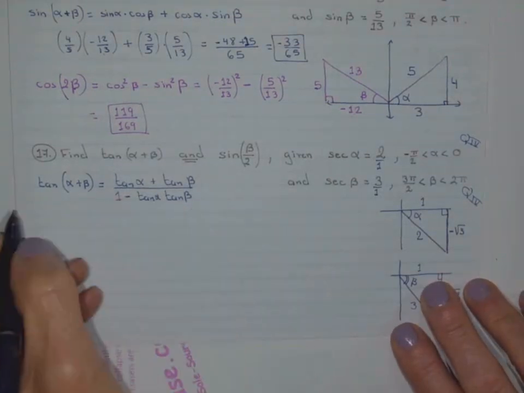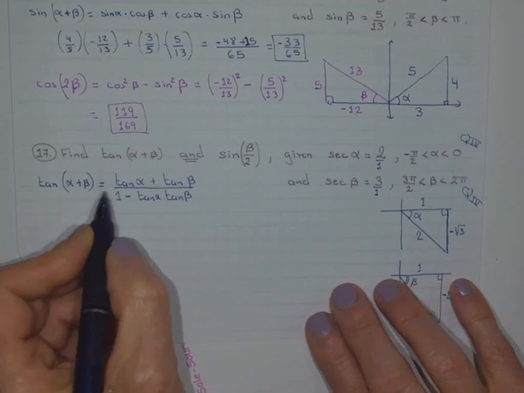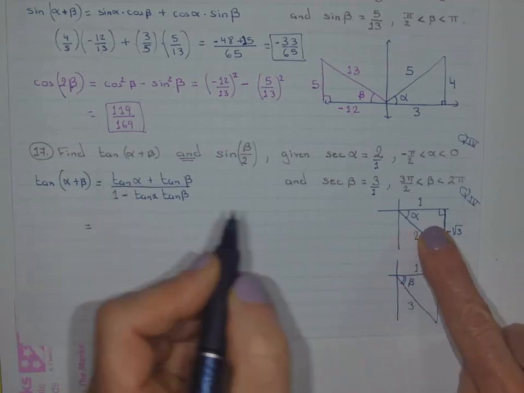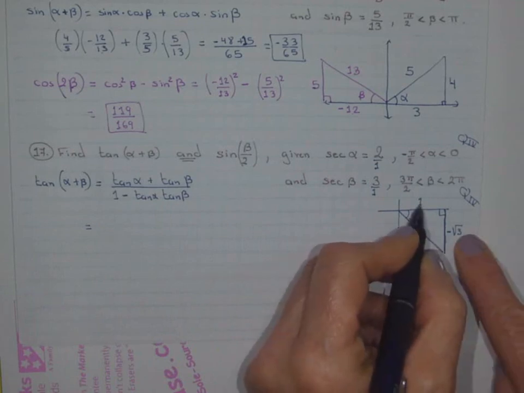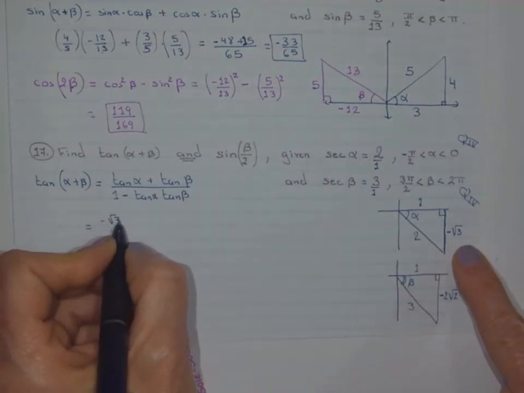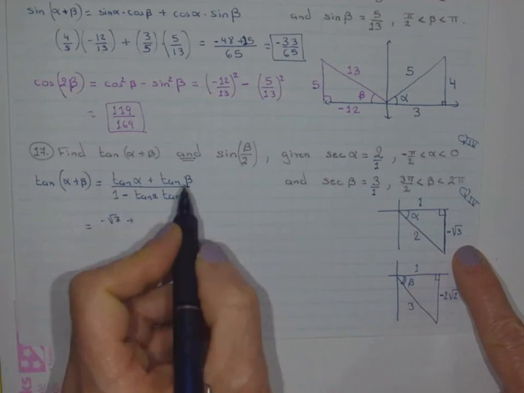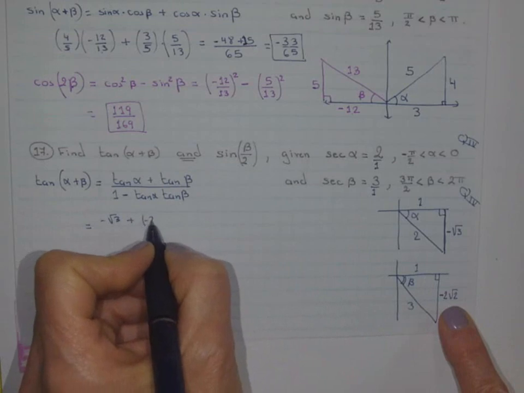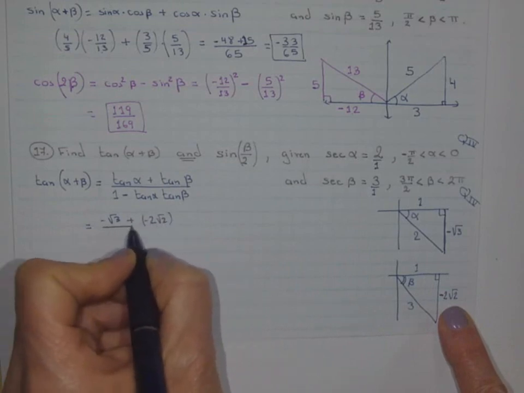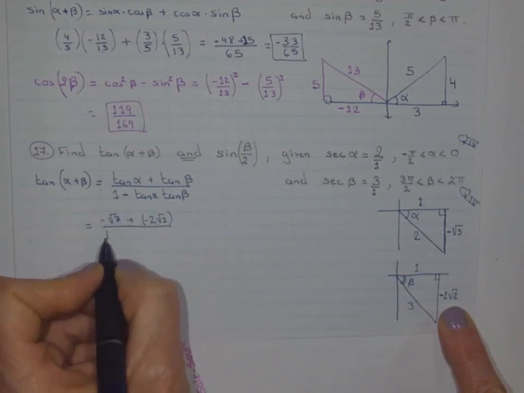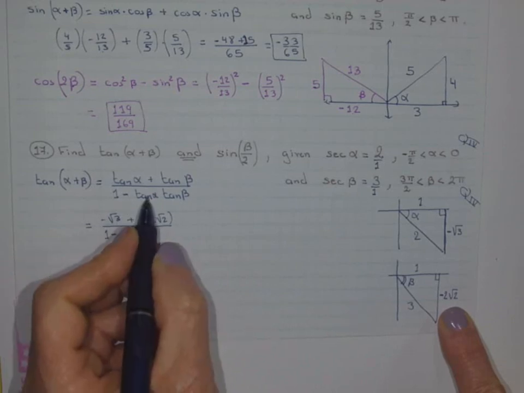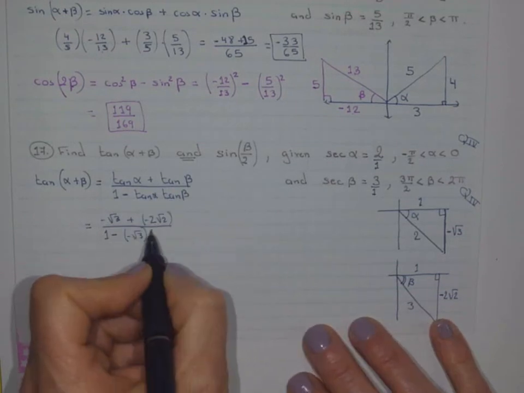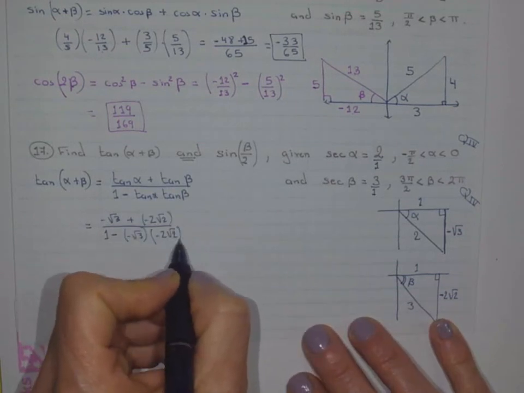So the tangent of alpha, I'm going to where my alpha is here, and the tangent is going to be opposite over adjacent, so that's a negative square root of 3 over 1, so just negative square root of 3, plus tangent of beta, so it'll be that over that, so that's just going to be a negative 2 square root of 2, over 1 minus tangent alpha, which is what we said, negative square root of 3, times tangent beta, which we said to be negative 2 square root of 2.